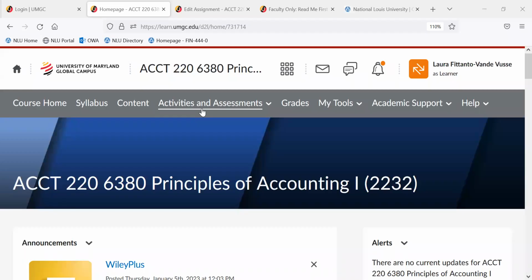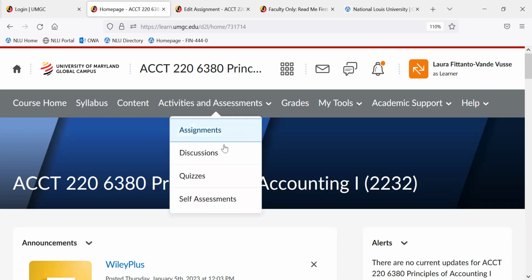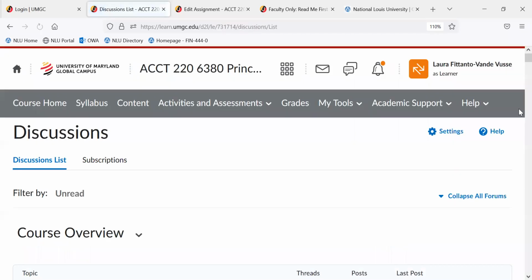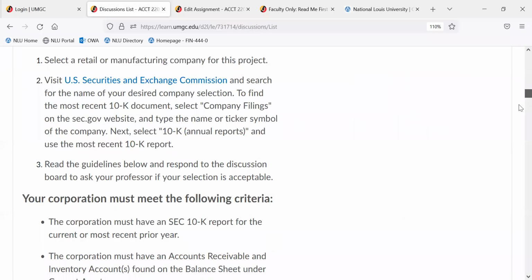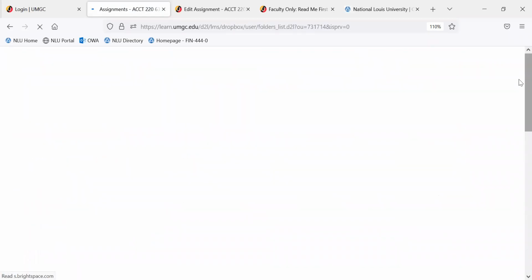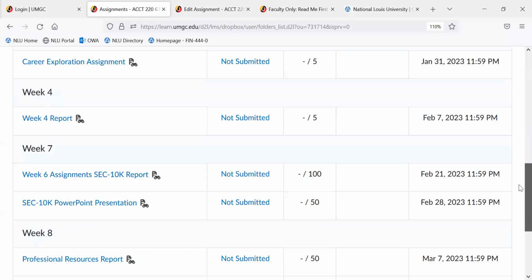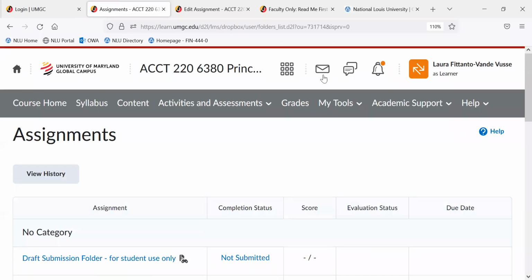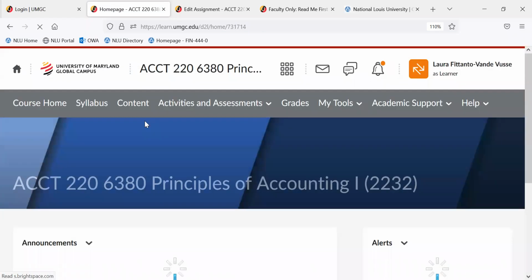Okay, so you don't have to go into the content section to reach the assignments or the discussions. If you go to activities and assessments and you click on that, you can get to the discussions right through there. So you can get to your discussions. Also, if you go to assignments, you can get to your assignments right here. Okay, you don't have to go through the content section.